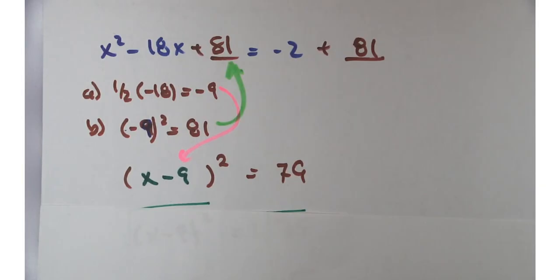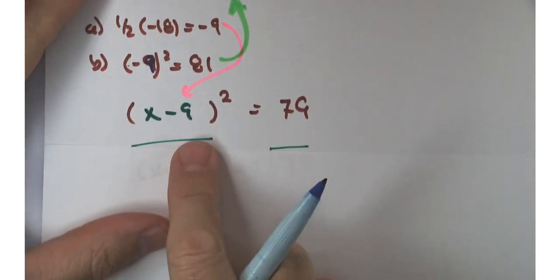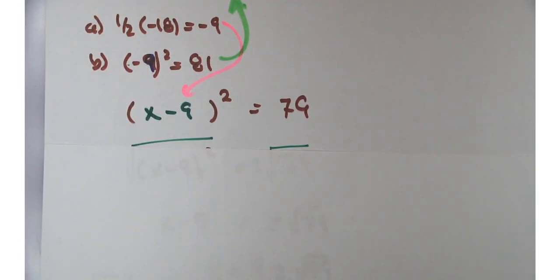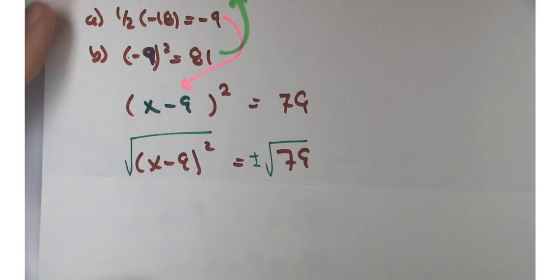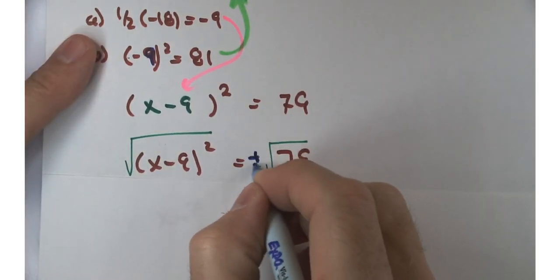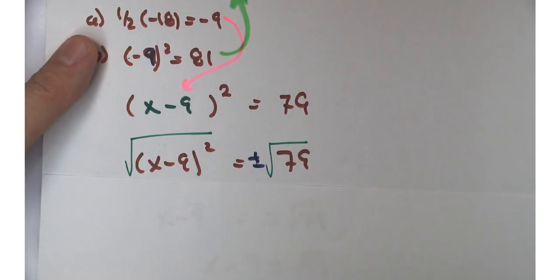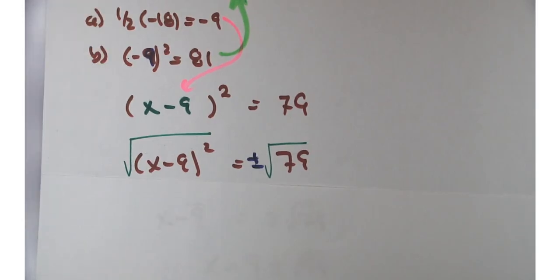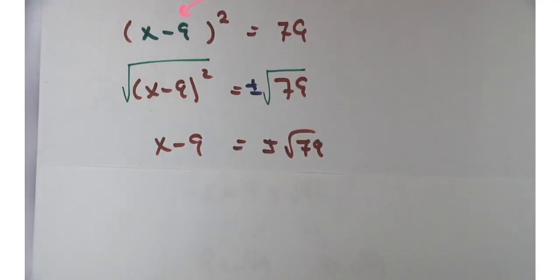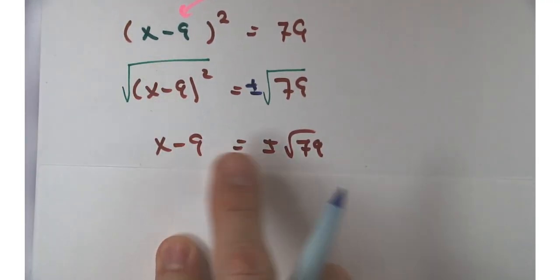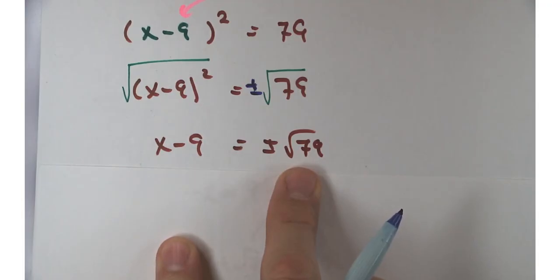What would you do now? Mackenzie, what would you do? If you're trying to solve this quadratic equation, it's set up pretty nice for you. What could we do? Yeah, take the square root on both sides. And one thing you got to be careful of is to remember to take the plus and minus square root on the right-hand side. Of course, 79 doesn't simplify to anything, so we'll just leave it as the square root of 79. That leaves me with x minus 9 equals plus or minus root 79.